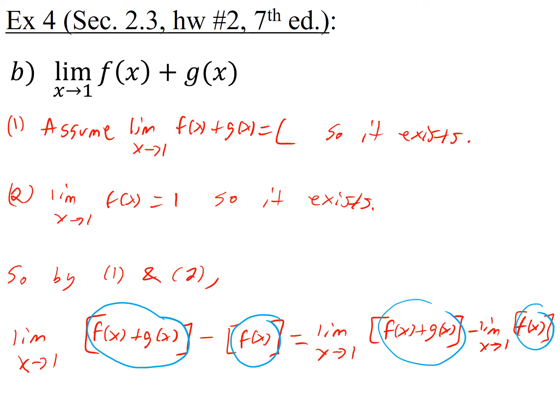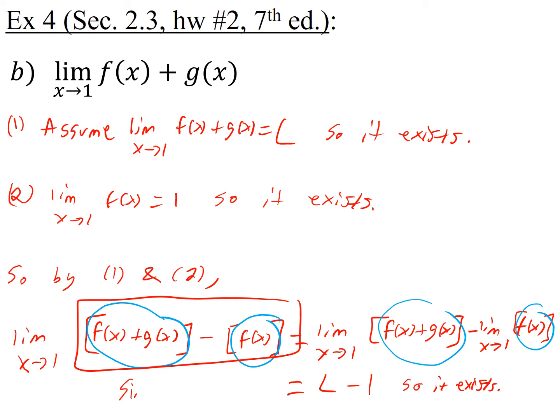And then what's the answer? Well, the first limit is L, second limit is 1, so the limit of this mess here is L minus 1, so it exists. Now basically the idea is that if you simplify this, you just get g, because the f's cancel. I ran out of room, so I'm going to have to erase some stuff here. Let me go ahead and erase. I guess we should leave the assumption up there. Let me erase this part here.